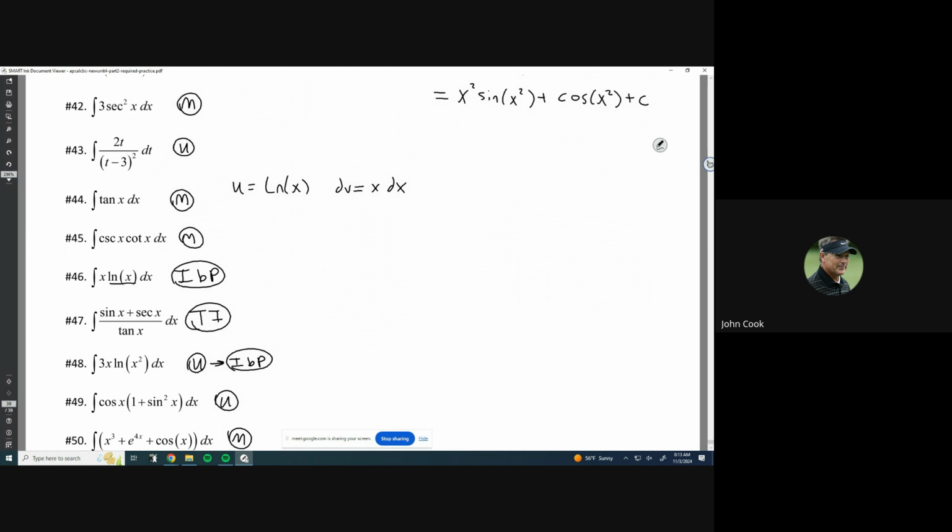Okay, and then du is going to be 1 over x dx. Antiderivative of x is 1/2 x squared. All right, and then writing out the pattern. So the original integral, x natural log of x dx, is equal to u times v minus the integral of v du. So that's going to be natural log of x times 1/2 x squared minus the integral of v du, which is going to be 1/2 x squared, and then times 1 over x dx.